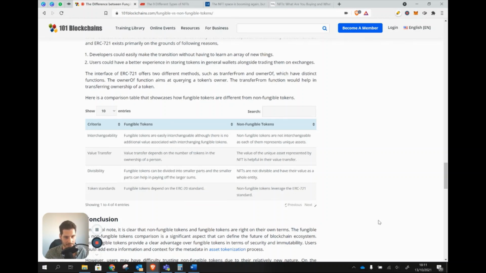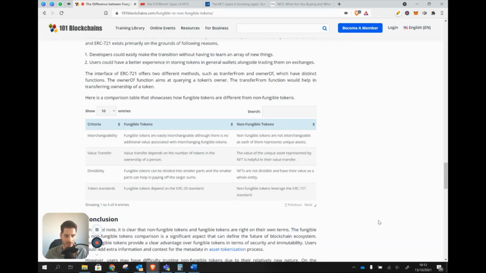Then divisibility. Fungible tokens can be divided into smaller parts. So for Bitcoin, you can divide it into Satoshis. You can send half a Bitcoin, you can send 0.2 Bitcoin, or you can send 10 Satoshis. There are different parts of the Bitcoin. An NFT is not divisible. You either buy the whole NFT or you buy nothing at all.